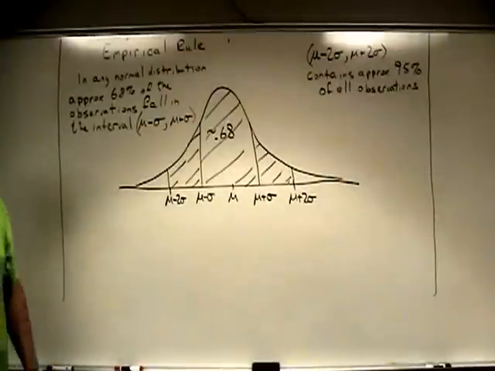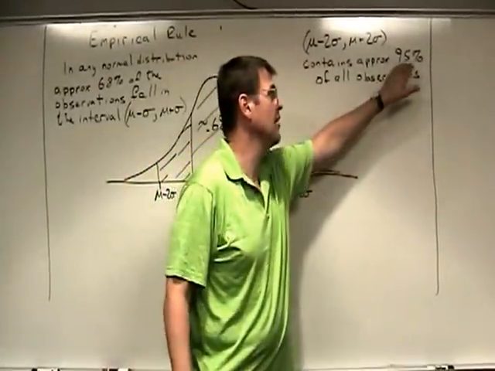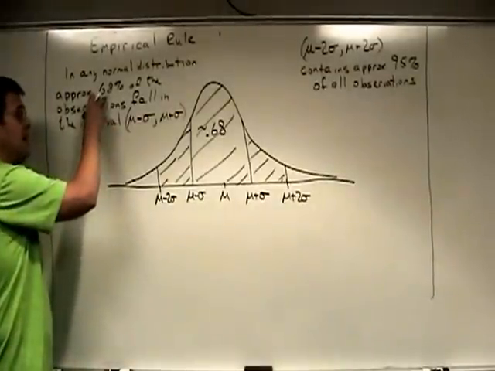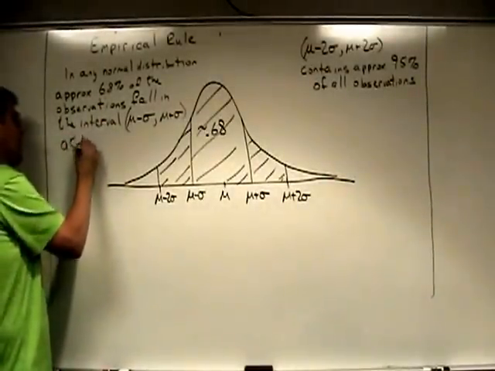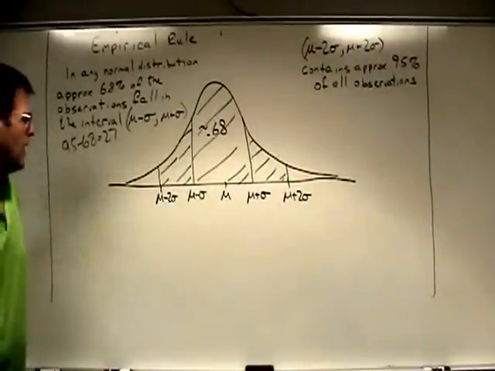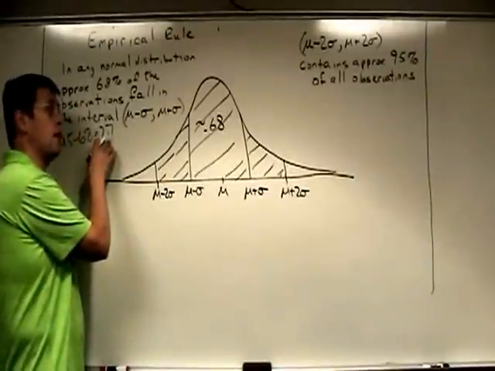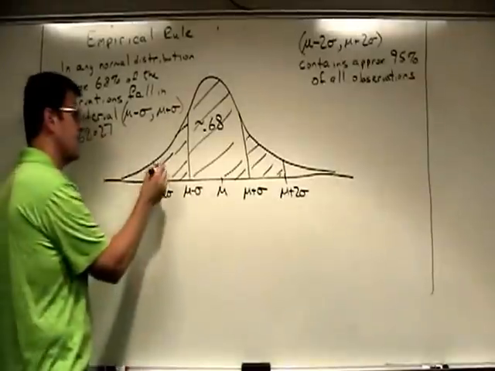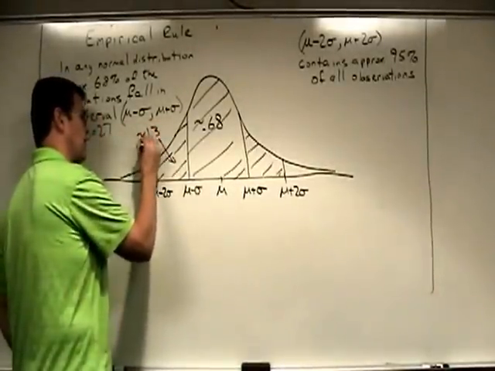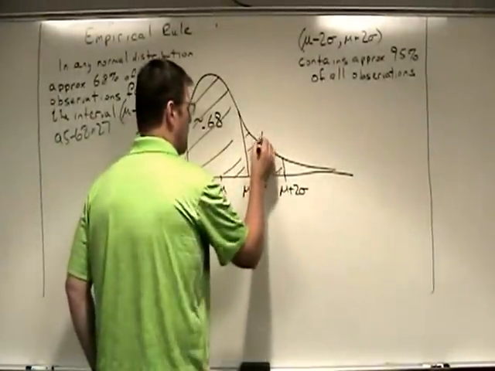And since it contains approximately 95%, one thing to recognize here, how much did we add? Well, we've got 95 now. We started with 68. So 95 minus 68 is 27. And we added the same amount on each side. So we split up this 27 in half. So this part I just shaded amounts to approximately 0.135 or 13.5%, and the same for this.